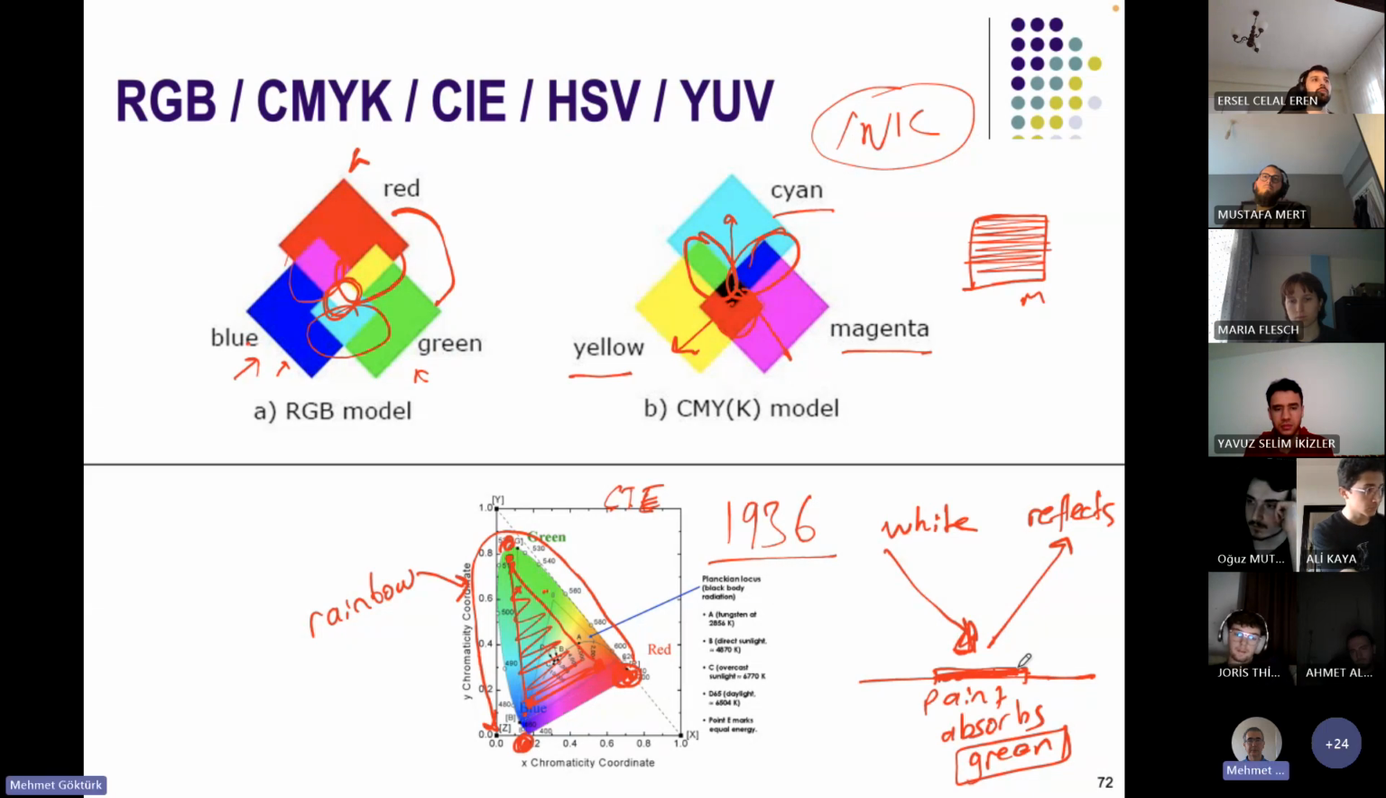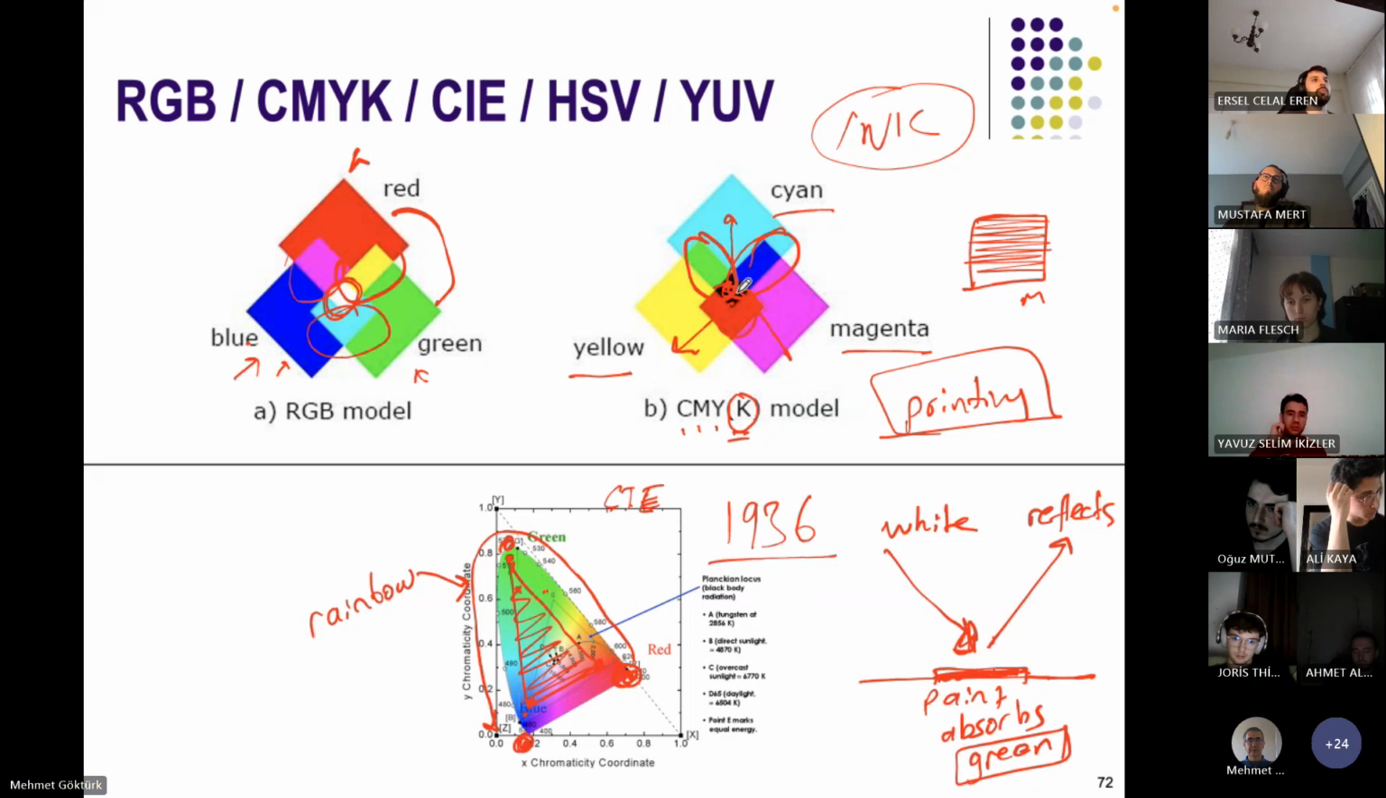So the printing industry uses ink, therefore uses the CMY model. And the K is used for black ink because black ink is cheaper. When you have an equal amount of CMY, because it is black, we use black ink instead of different color inks.